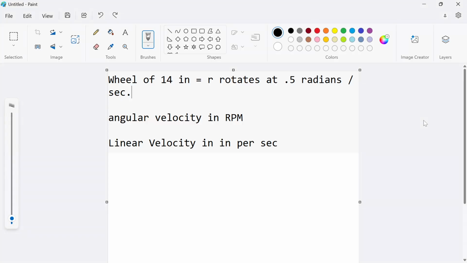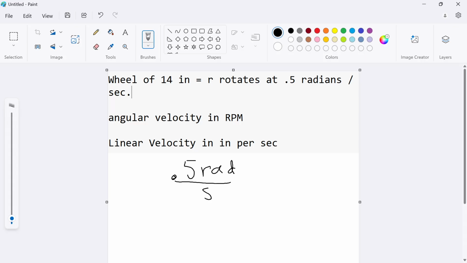Here's a question about angular velocity and linear velocity. It says a wheel of 14 inches of radius rotates at 0.5 radians per second. What is the angular velocity in revolutions per minute? So the angular velocity is 0.5 radians per second.